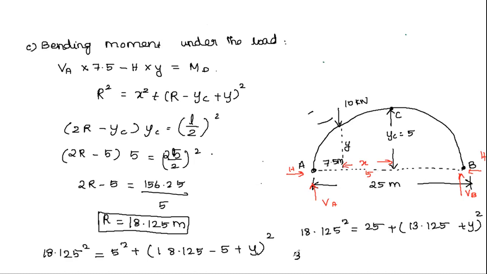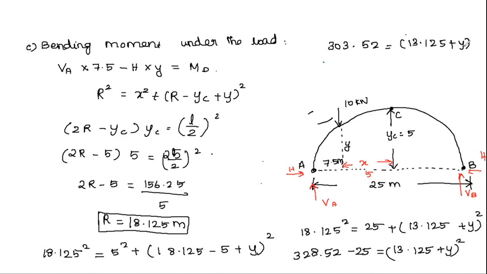So this is equal to 328.52 minus 25, which is equal to 13.125 plus y the whole square. Taking the root of this answer, we simplify 13.125 plus y the whole square. When we take the root of this value, we get y is equal to 4.296. So the rise of the arch under the load is 4.296, which is equal to 4.3 meter.